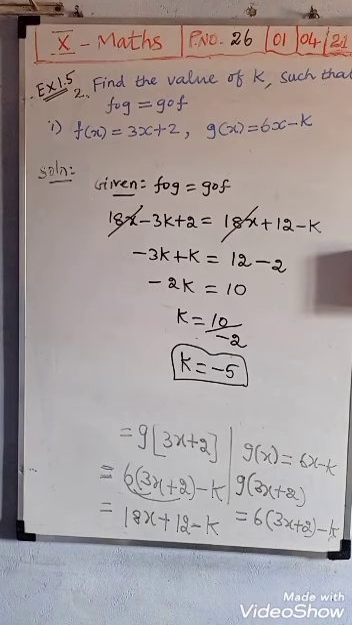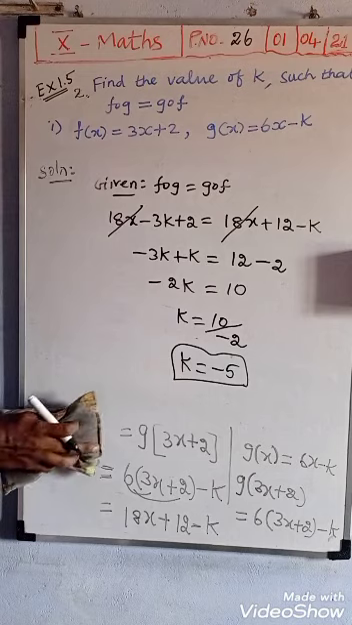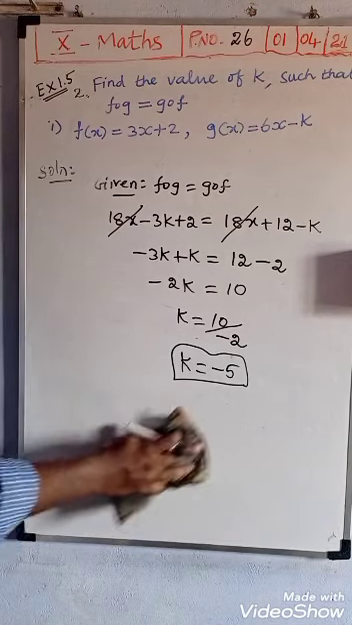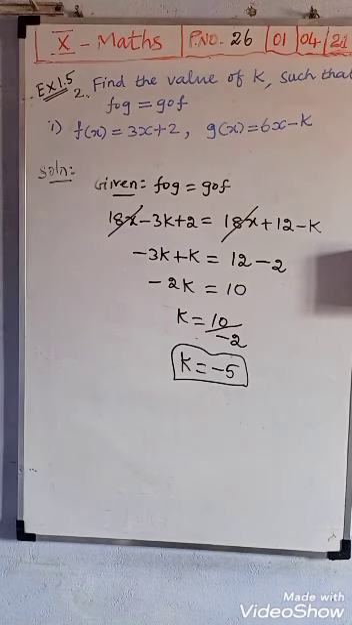Therefore, in the given question, f composition g and g composition f will be equal. So you find f composition g and g composition f, equate them, and you will get the answer for k. So therefore k value is minus 5.